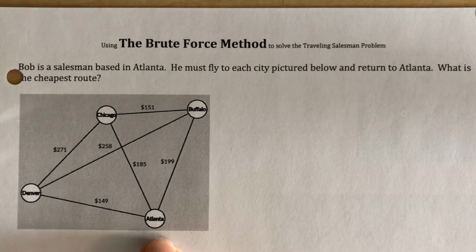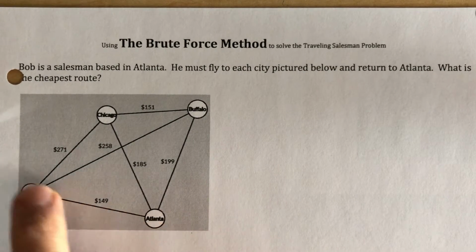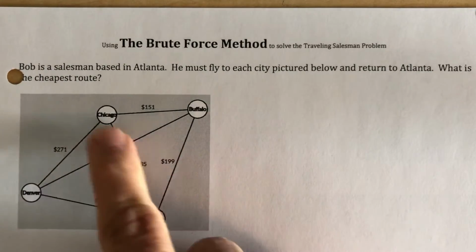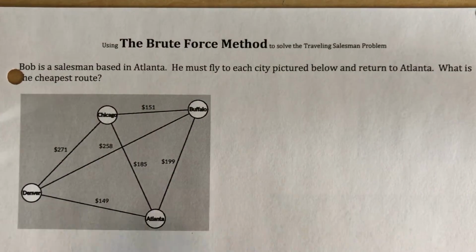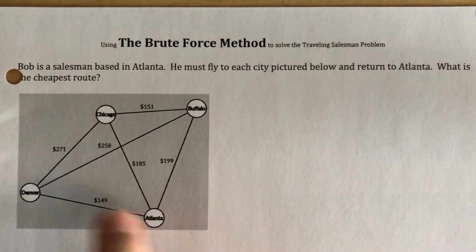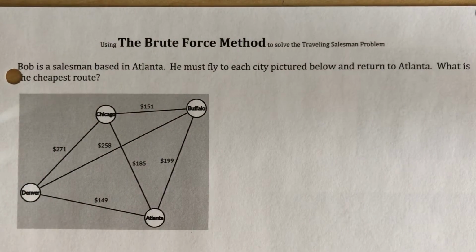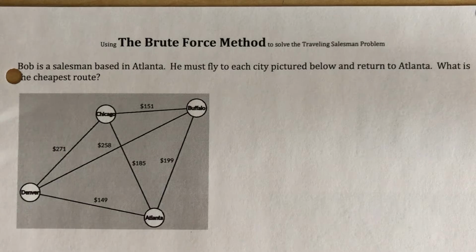And when he does, that doesn't mean he's going to cross every road, but it's not a road because he's flying. He's not going to go across every edge, but he is going to hit every city. So it's a Hamiltonian circuit. We are going to start in Atlanta and go back to Atlanta, and we want to find the cheapest route. So let's just start listing stuff and see what happens.